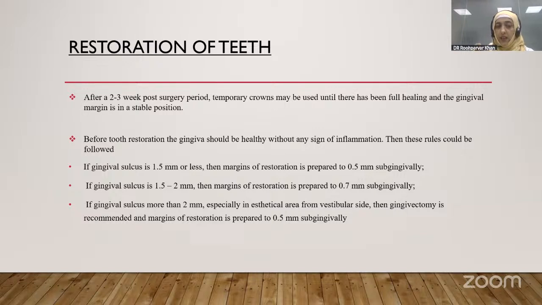If gingival sulcus is 1.5 mm or less, the margin of restoration should be given 0.5 mm subgingivally. If the gingival sulcus is 1.5 to 2 mm, the gingival margins are given 0.7 mm subgingivally. If the gingival sulcus is 2 mm, especially in the aesthetic area, then the gingivectomy is recommended and the restoration is placed 0.5.